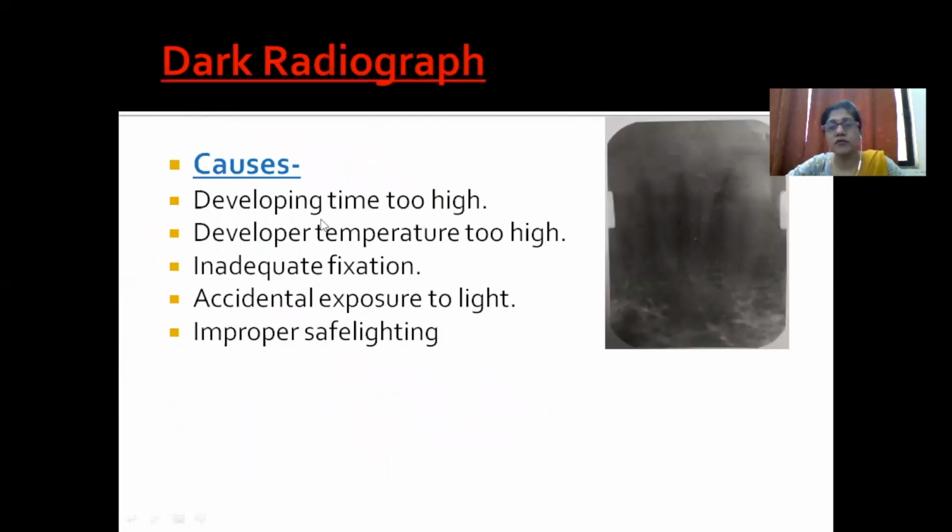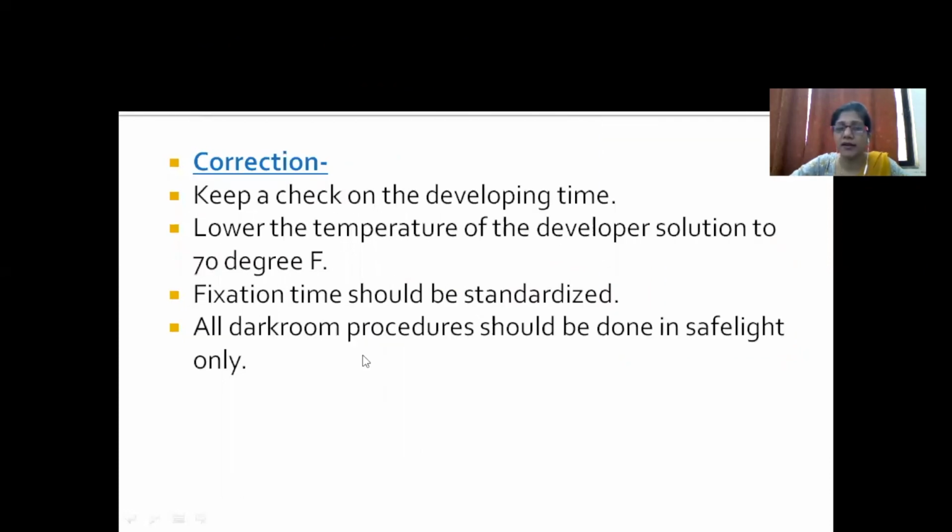It might be because the developing time is too high, the developer temperature is too high, inadequate fixation, accidental exposure to the light, and improper safe lighting. These all may be the causes for a dark radiograph. How to correct it? Keep a check on the developing time. Lower the temperature of the developer solution to 70 degrees. Fixation time should be standardized. All darkroom procedures should be done in a safe light only.